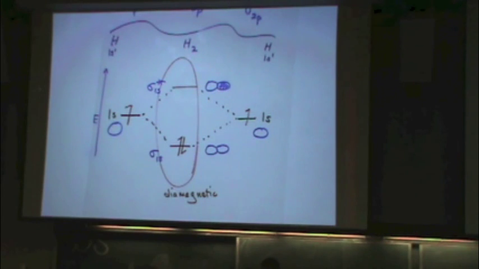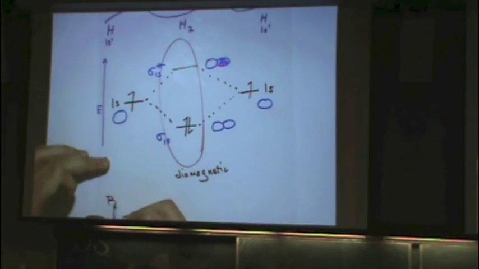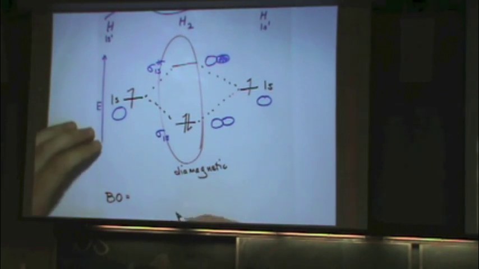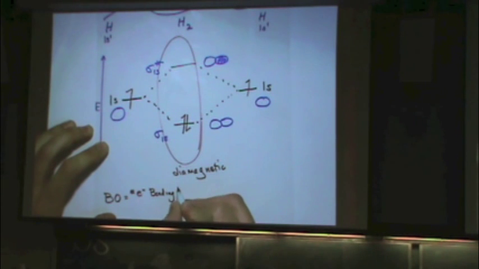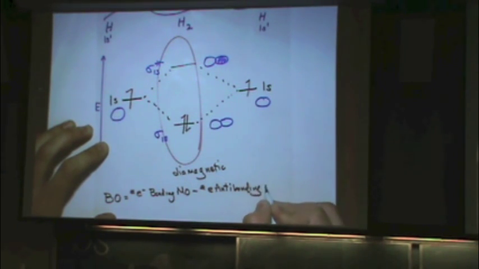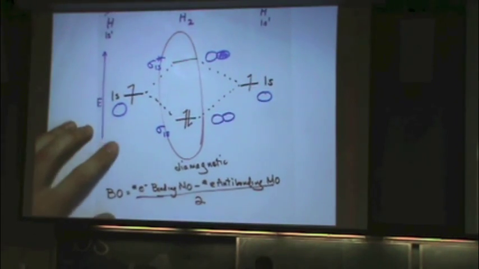There's another thing that we commonly calculate from this, and that's called the bond order. From the last chapter, the bond order can be calculated. It's the number of electrons in the bonding molecular orbital minus the number of electrons in the anti-bonding molecular orbital divided by 2. Okay? So, let's go to the new page.